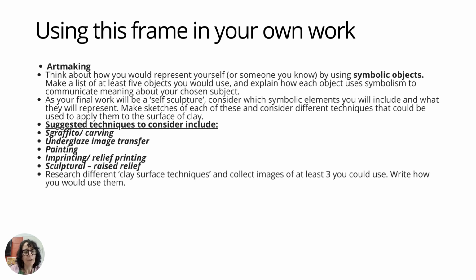So think about how you would represent yourself or someone you know using symbolic objects. I'm going to add to this as well in a second. Make a list of at least 5 objects you would use and explain how each object uses symbolism to communicate meaning about your chosen subject. You can do this about yourself, or you can do this about someone close to you. So 5 objects that are symbolic that you would use visually, and then explain what is communicated with that object about that person.